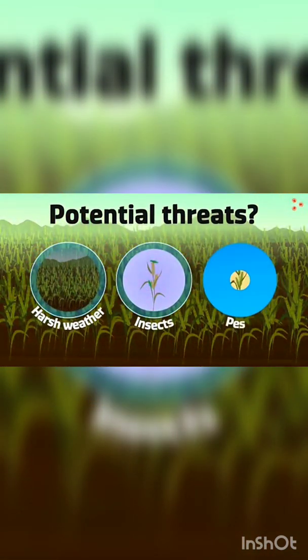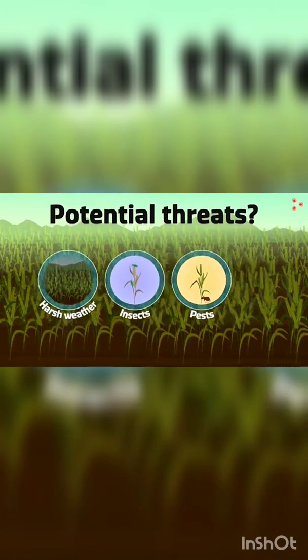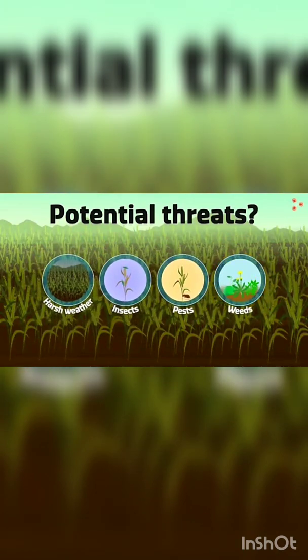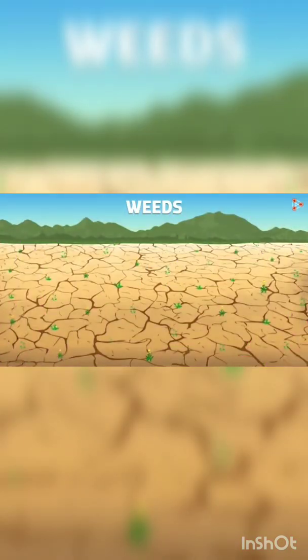What are things that constitute potential threats to crops? Harsh weather, insects, pests, and what else? Weeds. That's right. Weeds are harmful plants that grow alongside the crops. Why are weeds a problem? It's because these plants too have roots which take up the nutrients from the soil, and they compete for sunlight and water. This could seriously damage the crops, leaving them with little or no nutrients at all.